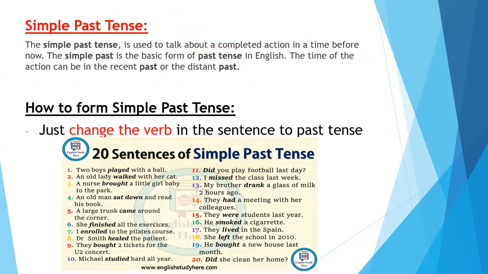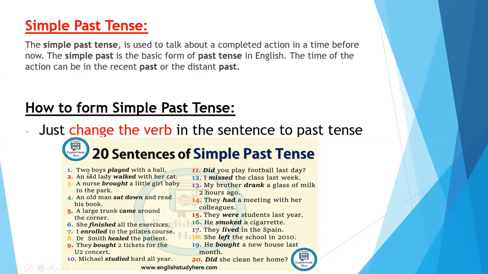Then we have the past tense, or the simple past tense. Again, it is simple, so in this tense, just change the verb in the sentence to past tense. Remember, the simple past tense is used to talk about a completed action in a time before now. The simple past is the basic form of past tense in English. The time of the action can be in the recent past or in the distant past. So the past tense tells us something that's happened before. But now we're talking about the simple past tense, not the continuous past tense. We just change the verb in the sentence to past tense.